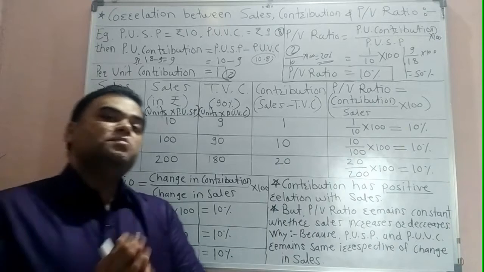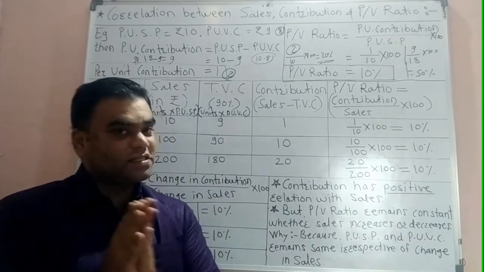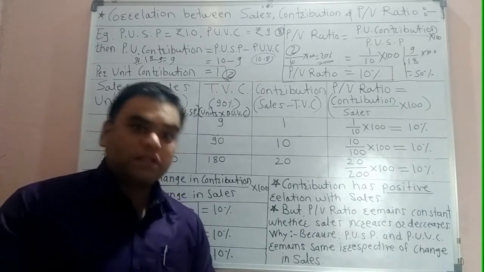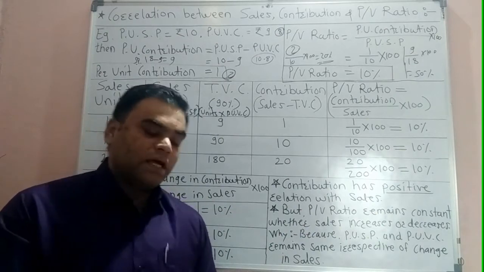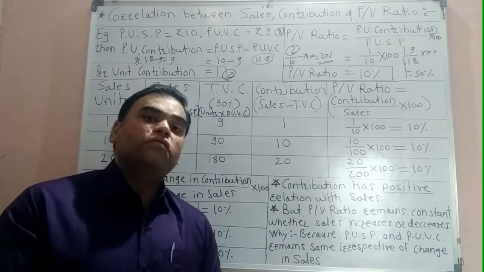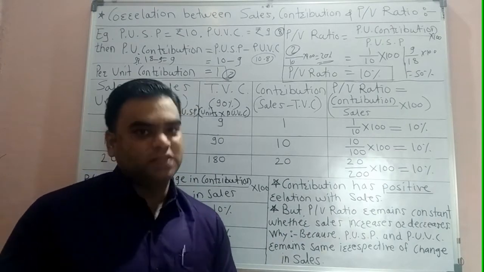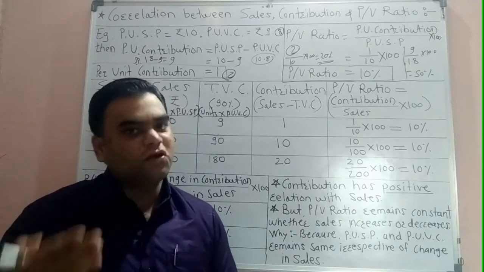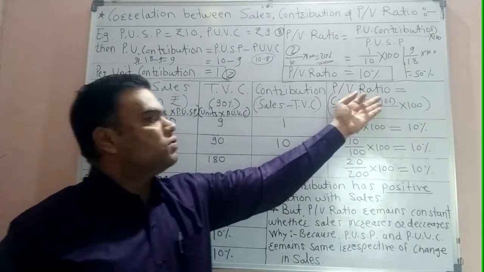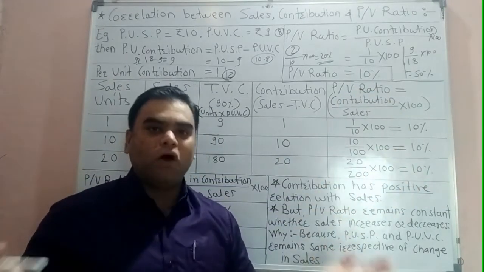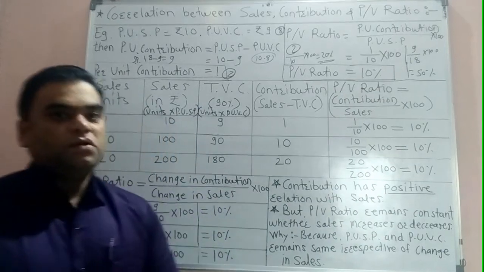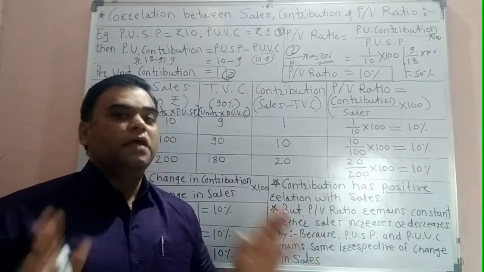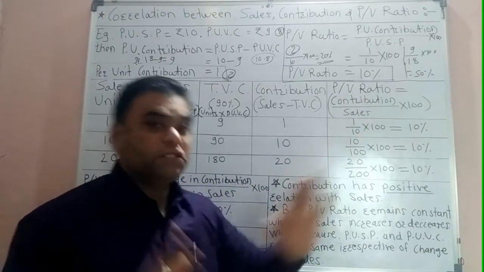Because there is one assumption in the marginal costing technique. What is that assumption? In marginal costing, it is assumed that per unit selling price and per unit variable cost will not change throughout all levels of sales. If these do not change, the contribution percentage, that is the PV ratio, also will not change, and that's why the PV ratio remains unchanged throughout all levels of sales. So does it mean PV ratio will not change at all? It can be changed.